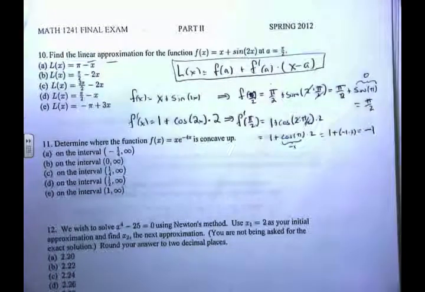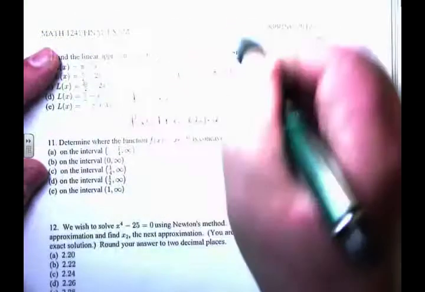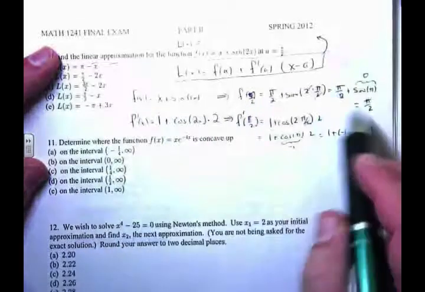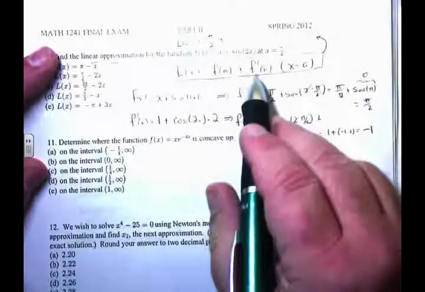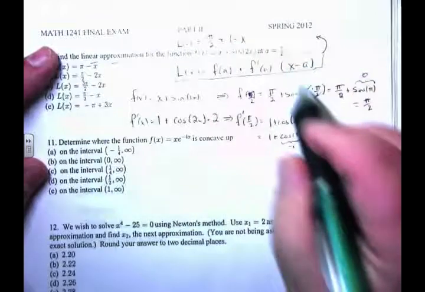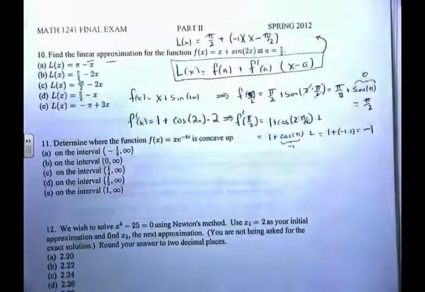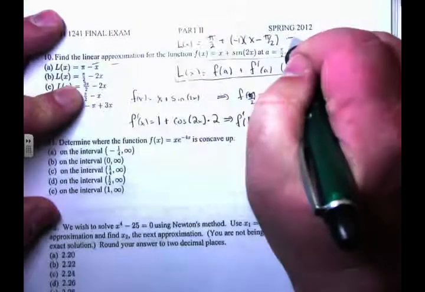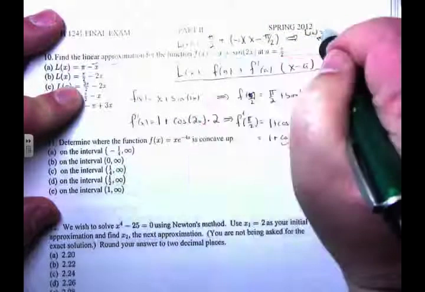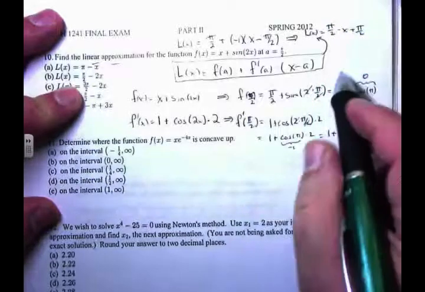So now, just to save space, I'll write him up here. Plugging it in, my linearization is equal to f of a. My functional value is pi halves plus f prime of a. F prime of a is negative 1 times x minus a. And a was pi halves. Does that make sense? Clean him up. My linearization equation would be equal to pi halves minus x plus pi halves.